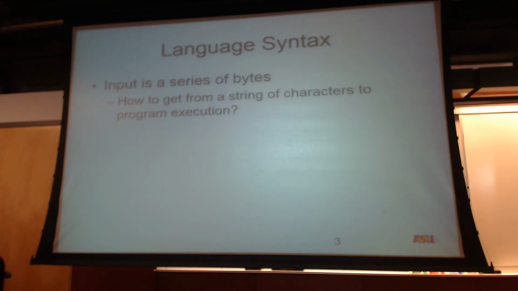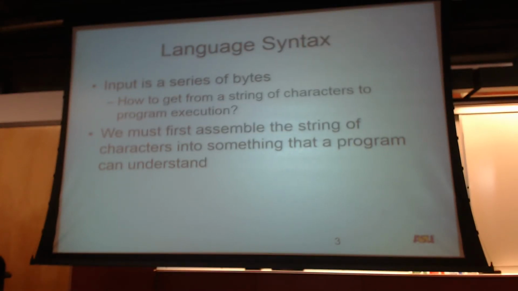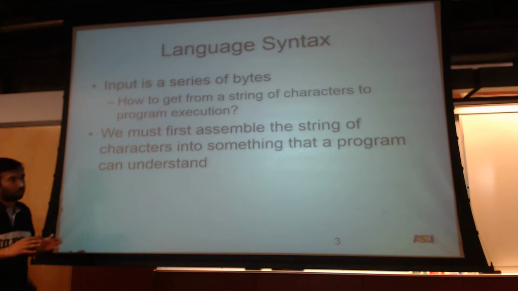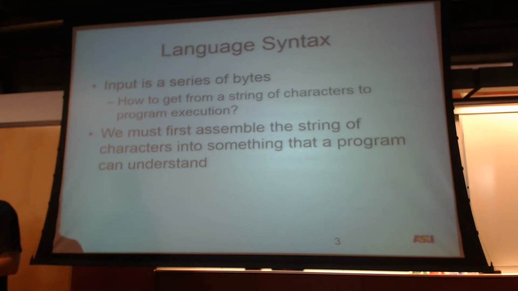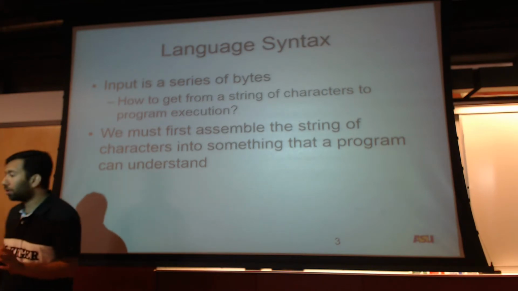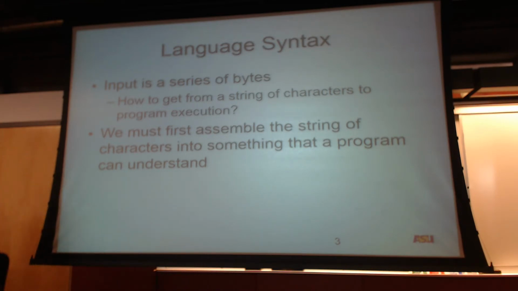The first step to doing that is we must first assemble the string of characters into something that a program can understand. From these bytes, we need to go to tokens. Tokens are what a machine, like a lexical analyzer, can understand. So the output has to be a series of tokens. You take a stream of bytes and you output a series of tokens. That is the first step of the lexical analyzer.